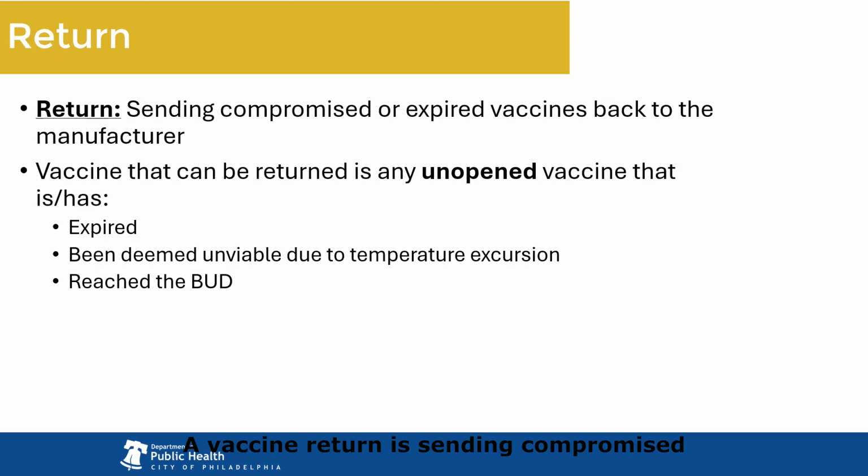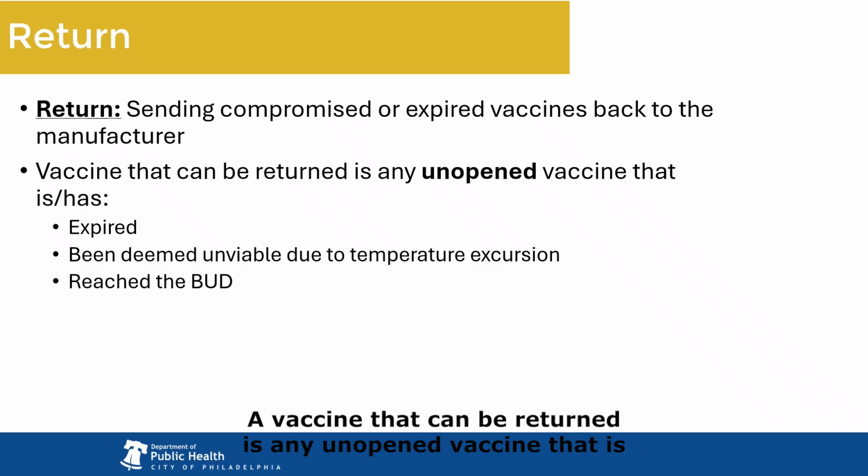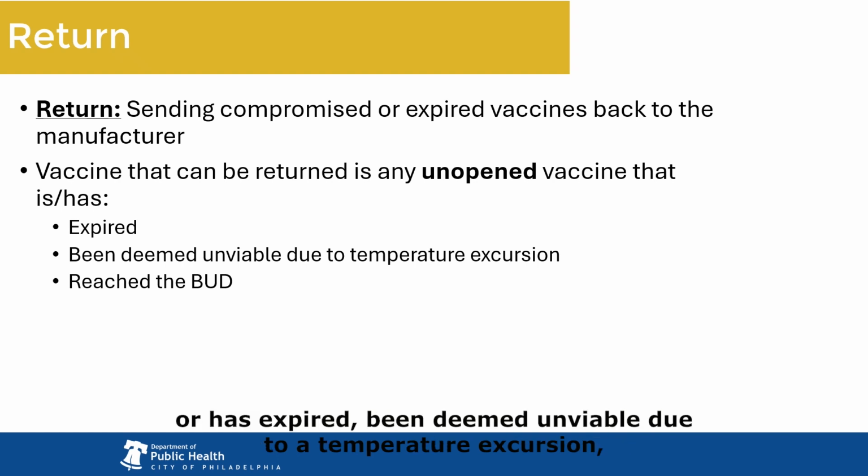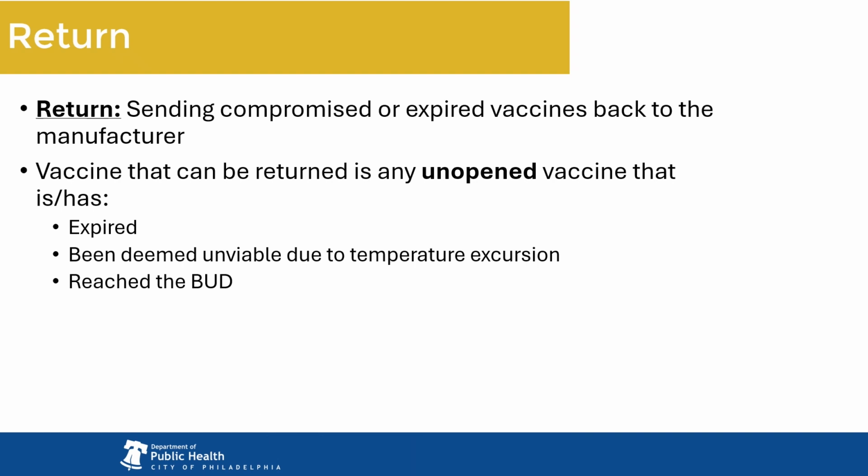A vaccine return is sending compromised or expired vaccines back to the manufacturer. A vaccine that can be returned is any unopened vaccine that is or has expired, been deemed unviable due to a temperature excursion, or has reached the BUD.